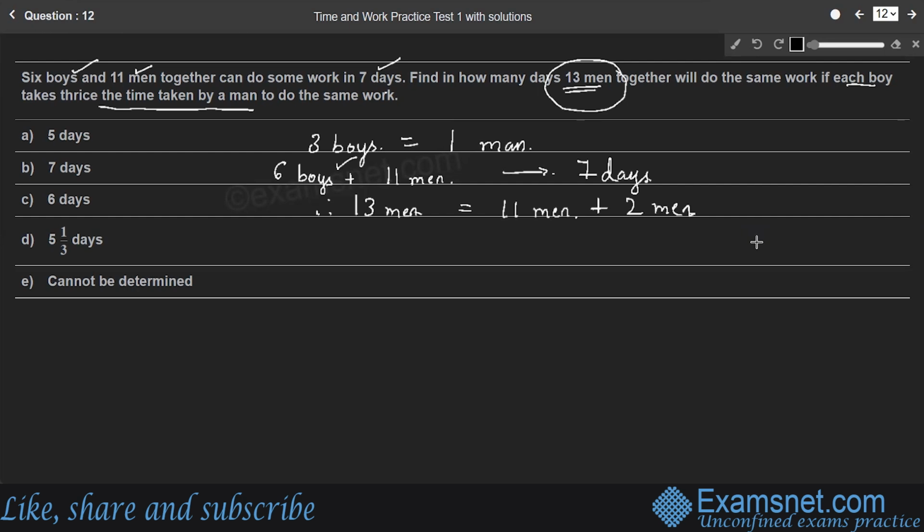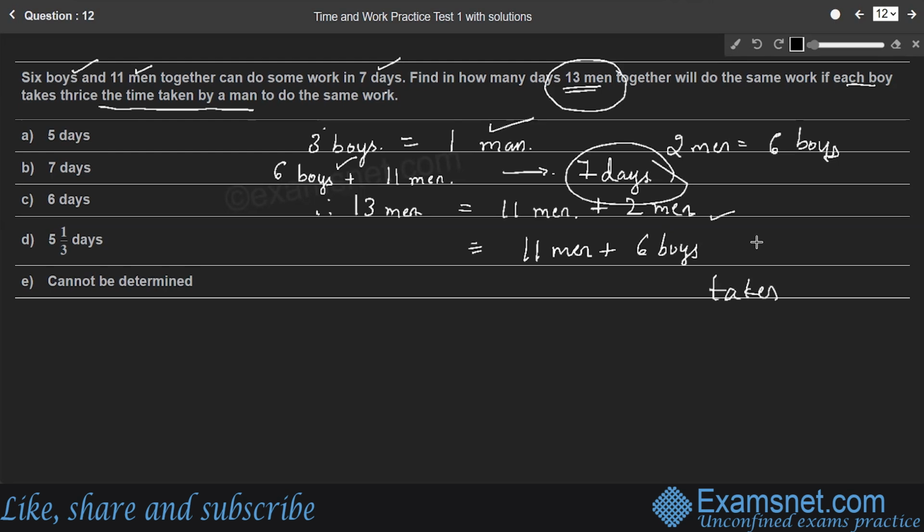11 men plus 6 boys take 7 days. 2 men is nothing but 6 boys, because 1 man is equal to 3 boys. Therefore, 2 men is equal to 3 into 2, which is 6 boys. Therefore, instead of 2 men, we can write 6 boys. So 11 men plus 6 boys will take 7 days of time, according to the question. Therefore, 13 men also take the same number of days, 7 days. Therefore, option B is the right answer. This is the simplest method to solve this.